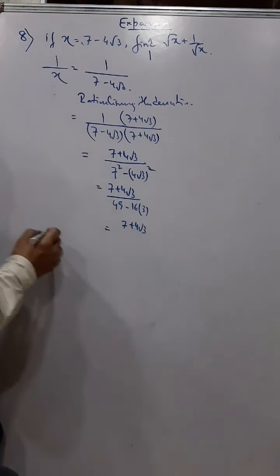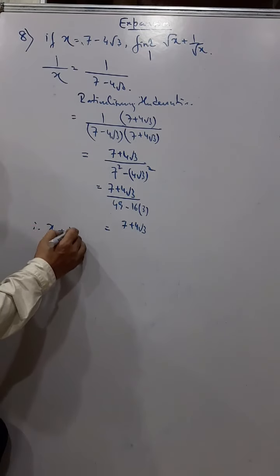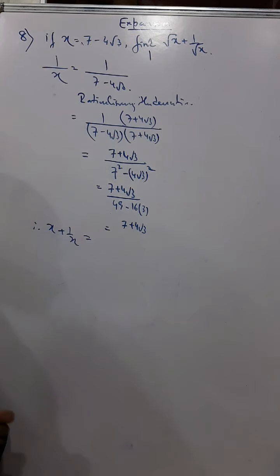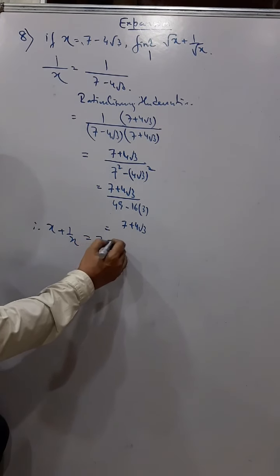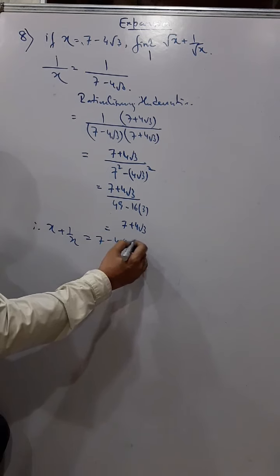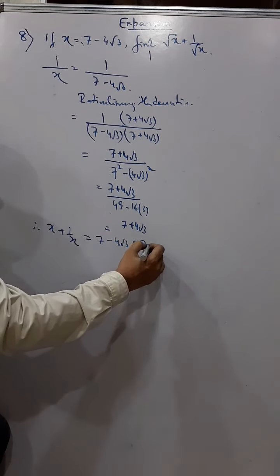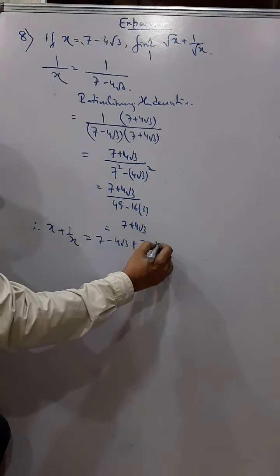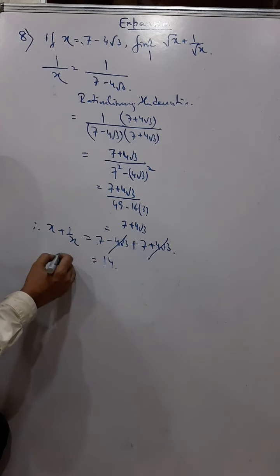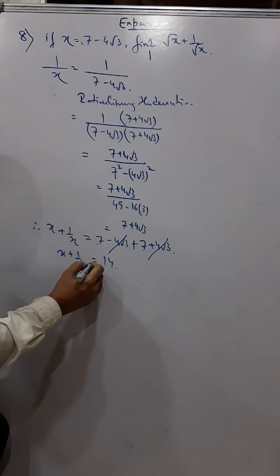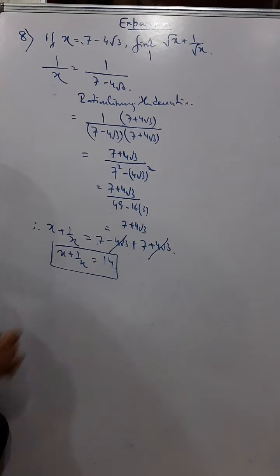So now simply I can get the x plus 1 by x value. So x value is 7 minus 4 root 3 plus, and 1 by x value is this, 7 plus 4 root 3, and then 4 root 3 got cancelled. I got 7 plus 7 as 14. So finally I got x plus 1 by x, the value is 14.